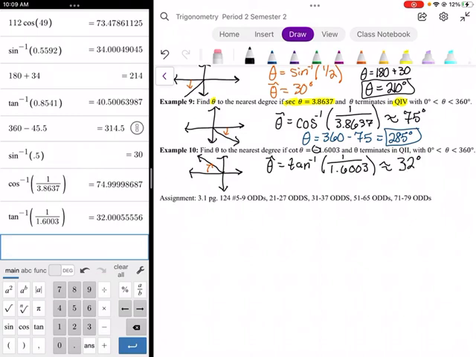And because theta is in the second quadrant, we're going to take 180 minus that reference angle to get our answer, which would be 148 degrees.